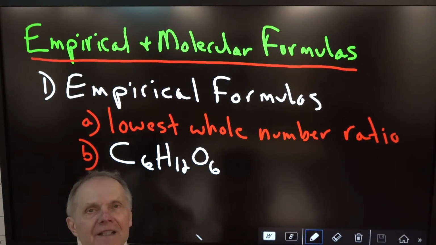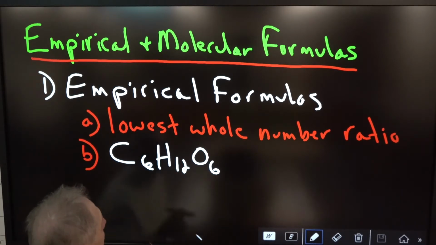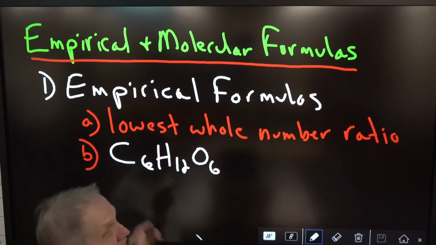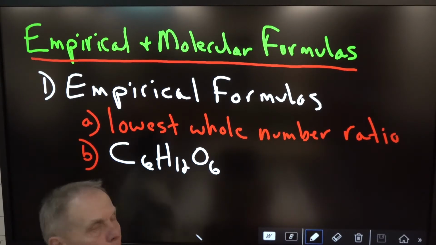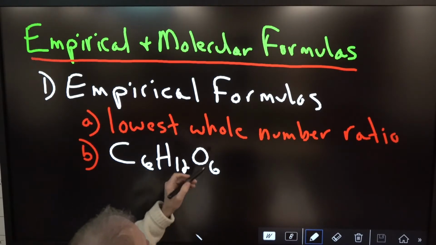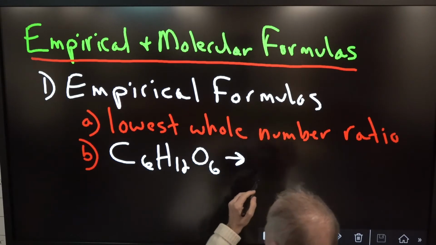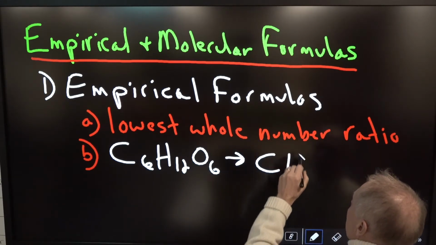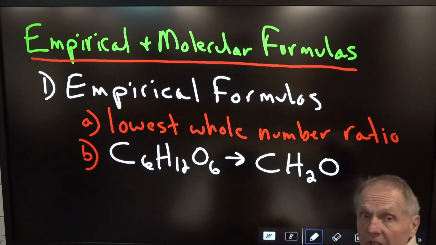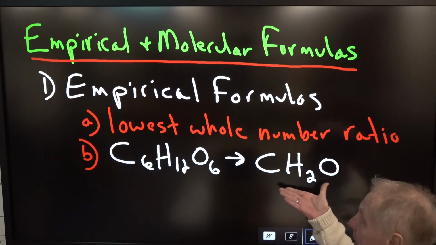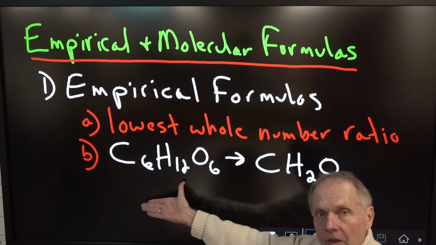So let's find the empirical formula. Each one of these numbers can be divided by 6. So the empirical formula for C6H12O6 would be this: CH2O. That's the empirical, that's the molecular.